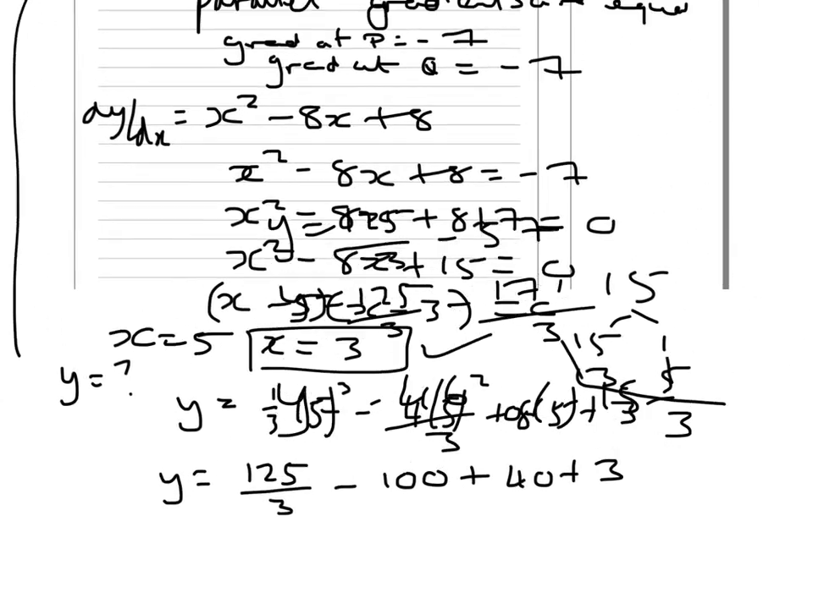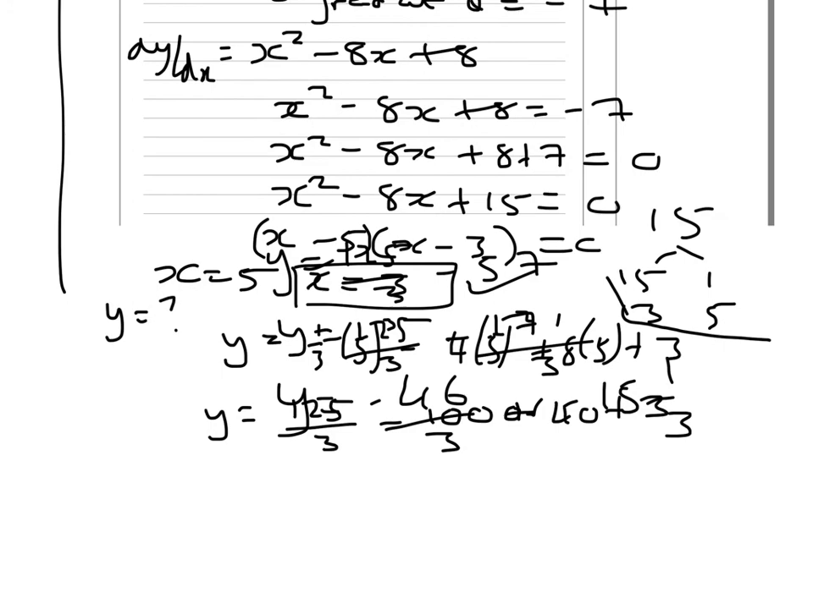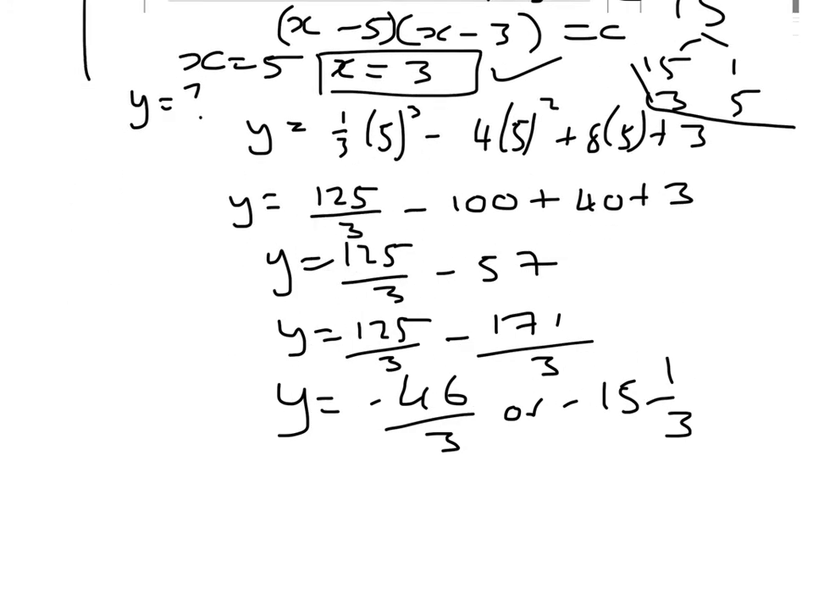So we've got then our coordinates of Q. If you want to put it down again at the bottom for examiners to see quickly, it's going to be 5 and minus 46 over 3.